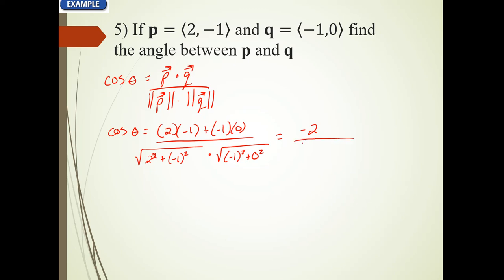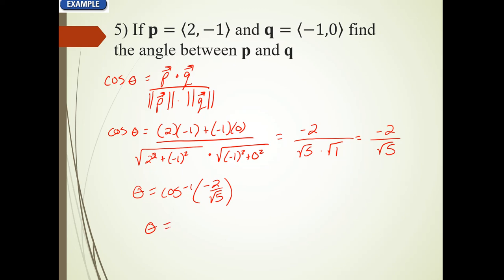And then here in the denominator, that's going to be the square root of 5 times the square root of 1. You can see it can get confusing whether this is a dot product or a multiplication, but these are real numbers, so of course it's multiplication. So it's -2 over the square root of 5, and remember, that's equal to the cosine of theta. So theta will be the inverse cosine of -2 over the square root of 5.